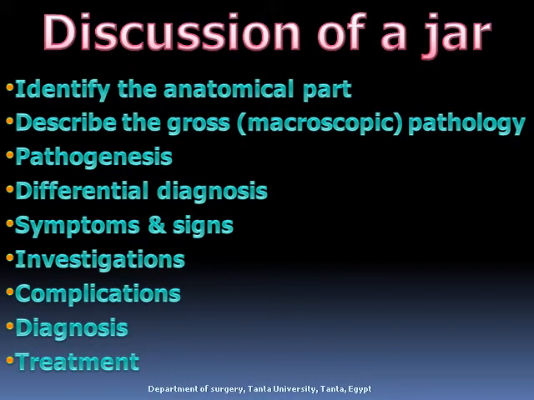Discussion of a jar. Identify the anatomical part of the jar. Describe the gross macroscopic pathology. You should know well the pathogenesis of the disease. Differential diagnosis. Symptoms and signs, investigations, complications, diagnosis, and treatment.